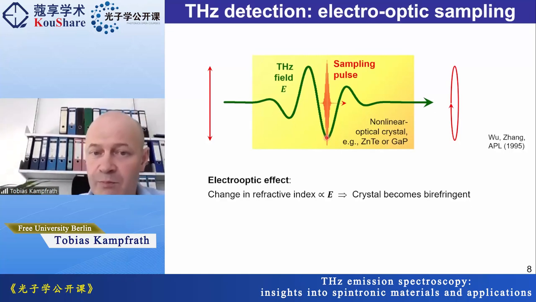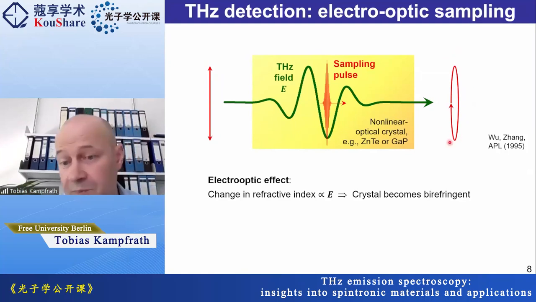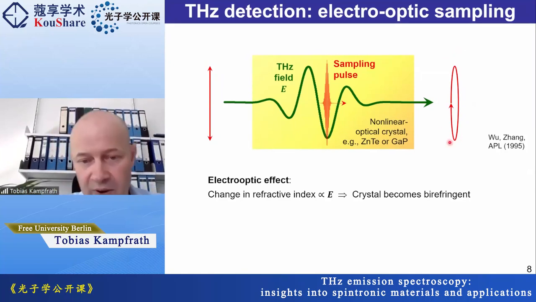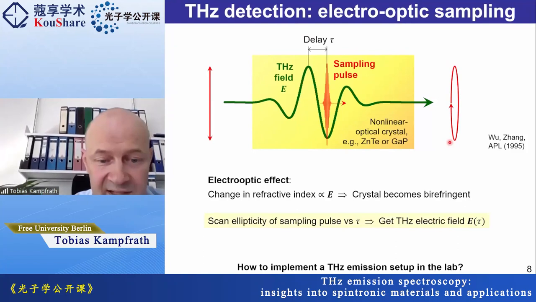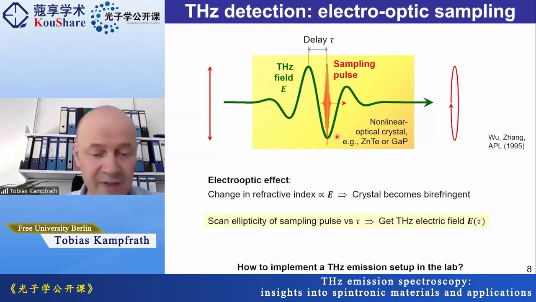And that's something we can perfectly measure, because a linearly polarized sampling pulse will then eventually be transformed into an elliptically polarized sampling pulse. And as a matter of fact, the ellipticity that the sampling pulse has acquired is directly proportional to the electric field of the terahertz pulse at the position of the sampling pulse.